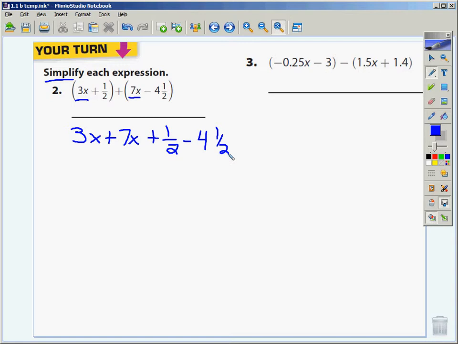Would I typically use the commutative property, or would I just simplify it? I probably would just simplify it, but I want you to see that I'm going to put these two pieces together. What is 3x plus 7x? 10x. If I put together 1/2 and a negative 4 and a half, what's it going to give me? 5.